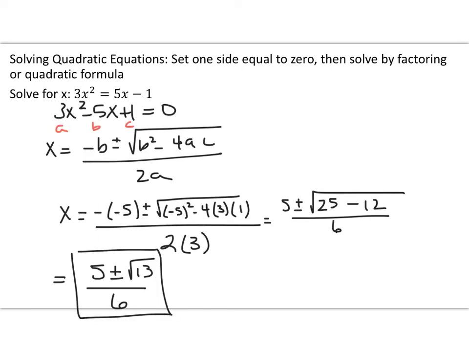So first I set one side equal to 0, so you get 3x squared minus 5x plus 1 is equal to 0. This does not factor, so I use quadratic formula, and I end up with 5 plus or minus the square root of 13 over 6. Don't plug this in your calculator. Just leave this in exact form, which is with the square root. This is perfectly acceptable final answer.